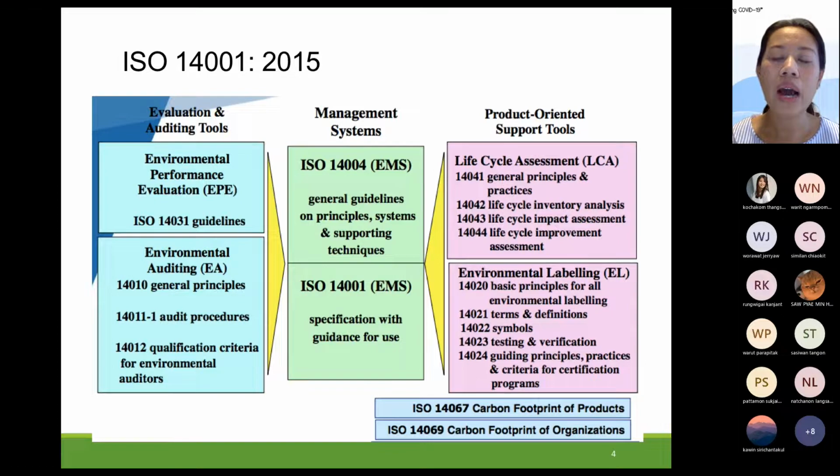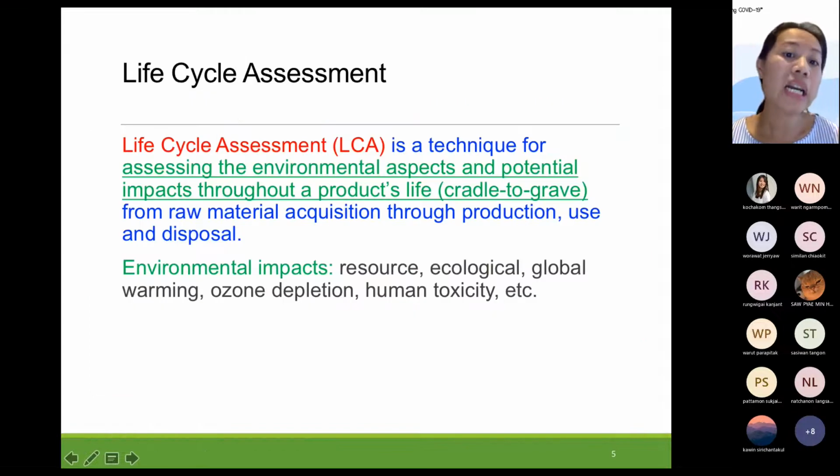ISO 14040 and 14044 also assess the environmental impact. LCA is also related to other series of this ISO, like the carbon footprint of a product and carbon footprint of an organization. I don't talk about this because it is related to other courses, right? Life cycle assessment, or LCA, is one technique for assessing the environmental aspects and potential impact throughout the product's life, from the cradle to the grave.